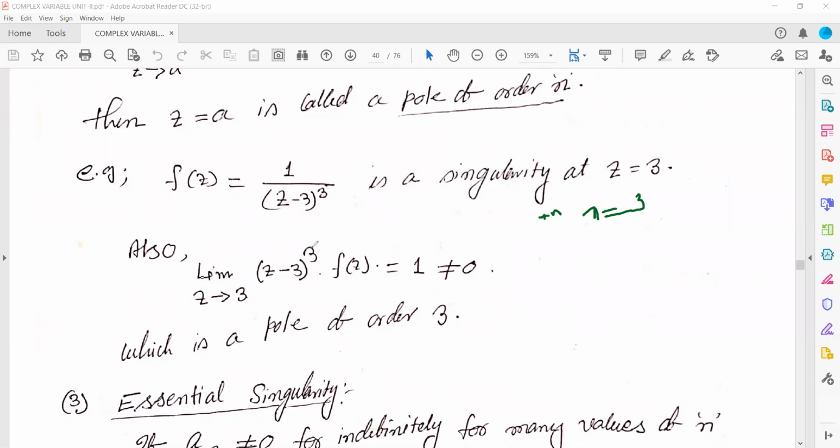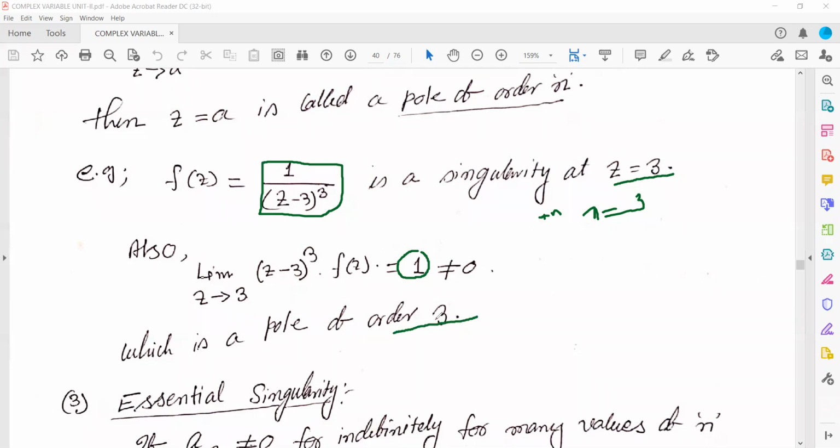So (z minus 3) whole to the power 3 into f(z). And what is f(z)? f(z) is 1 upon (z minus 3) whole to the power 3. If you put it here, (z minus 3) whole to the power 3 will cancel out. You will get 1, and that is not equal to 0. This implies that this singularity z equal to 3 is a pole of order what? What is the order of this z minus 3? It is 3.